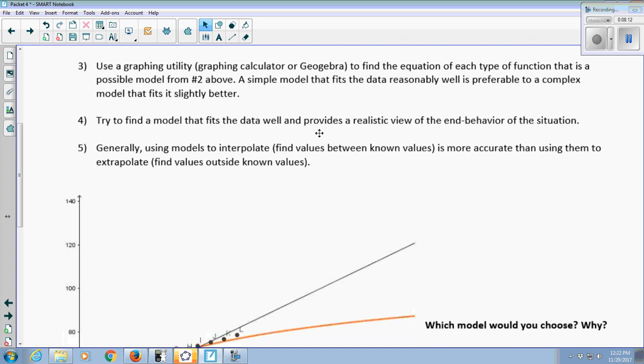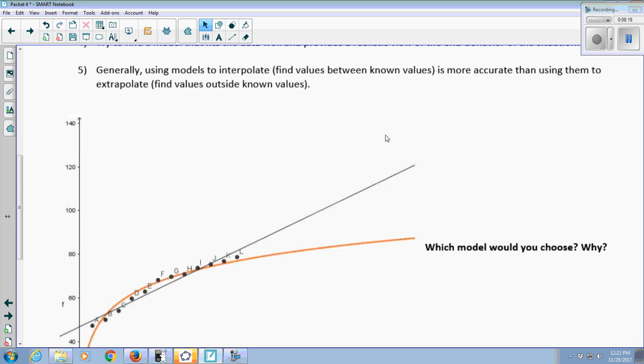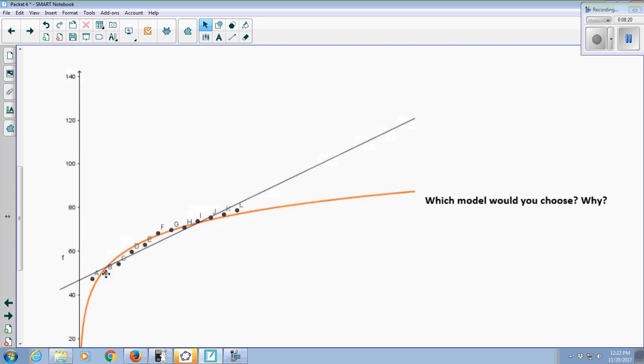So try to find a model that fits well and provides a realistic view of the end behavior. So that's an interesting question too, because life expectancy can't just keep going up and up at a constant rate. So end behavior might indicate that the log model is better because it does keep increasing, but by smaller and smaller amounts.